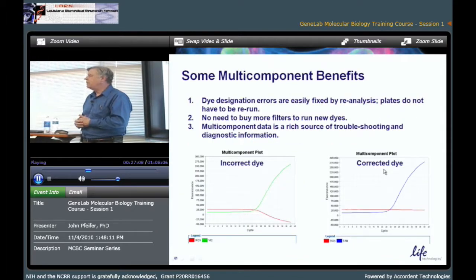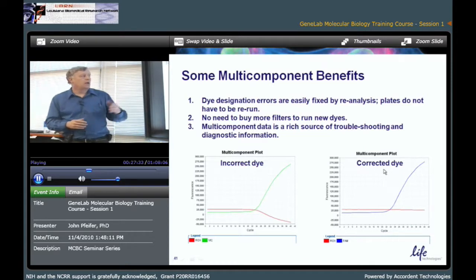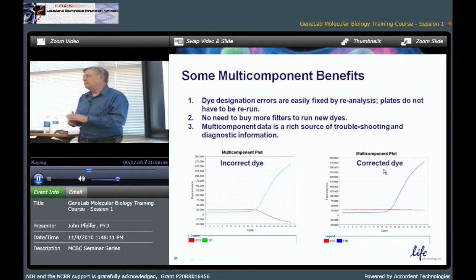So one of the things I like to reassure my customers is that a lot of people are concerned: what if I didn't label the dyes correctly? Is my run ruined? The answer is no. You can always go back to the data file, put in the right dyes, and reanalyze. This is one of the benefits of using a mathematical algorithm to calculate pure dyes instead of having to pick and choose which filters are going to collect dye signals. So this is a nice benefit. Of course, we don't tell people that you have to buy more filters. But this is number 3, my big one.